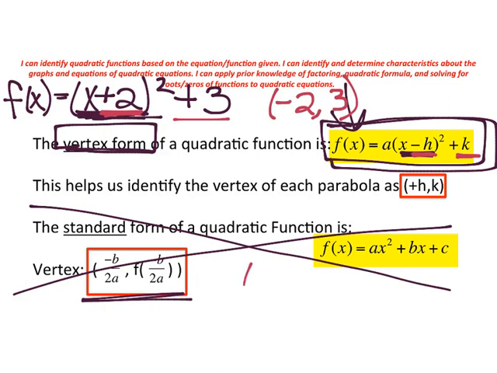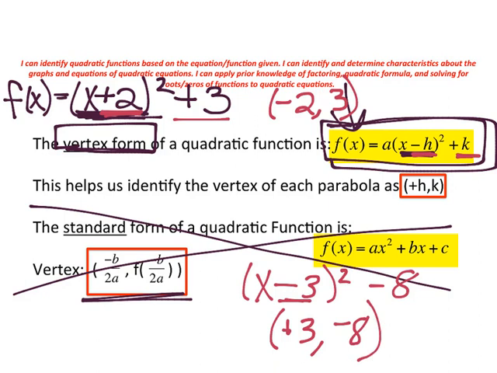Okay, so if you had, let's say, (x - 3)² - 8, then your vertex would be the opposite of negative 3, which is positive 3, comma, negative 8. That would be your vertex. Okay? And that's it. Again, keep in mind, you could just graph whatever function is given to you, regardless of the format, and learn how to find the vertex from there.